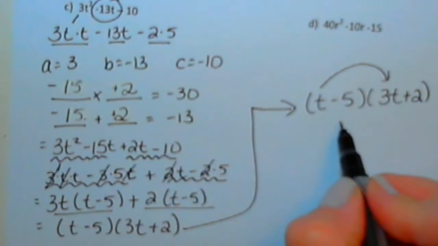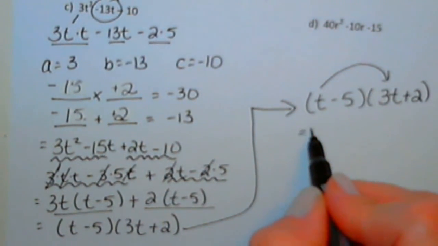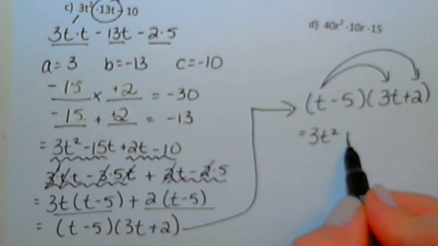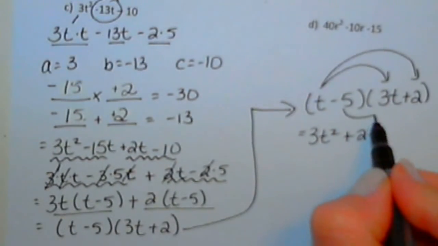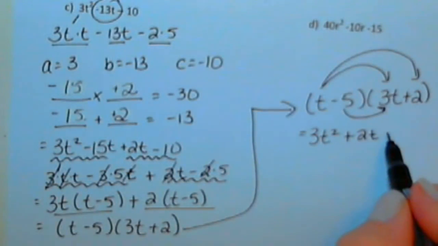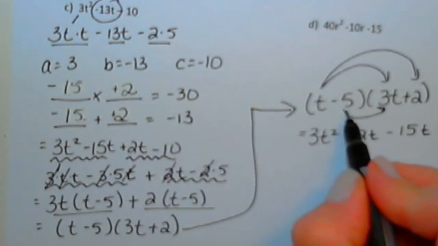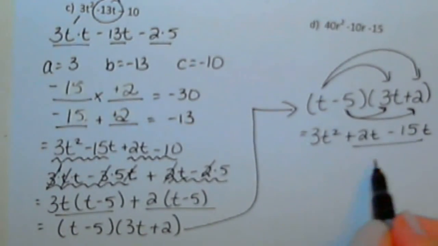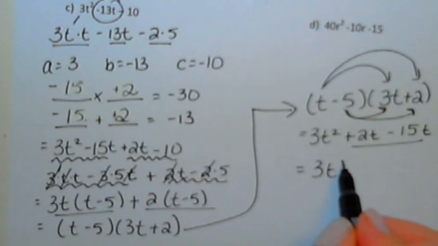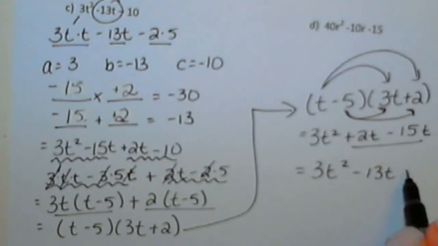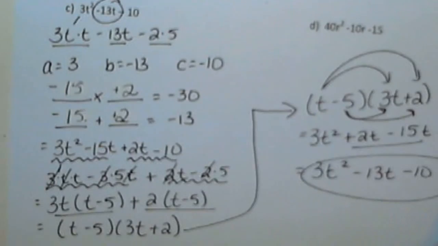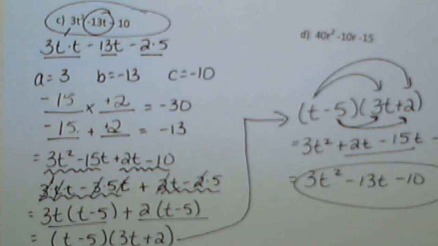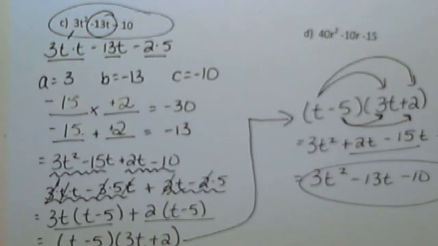Let's multiply the t by the 3t. You're going to get 3t squared. The t times the 2 is plus 2t. The minus 5 times the 3t, which is minus 15t, and the minus 5 times the 2, which is minus 10. Combine like terms, 3t squared minus 13t minus 10. That's what you get when you expand. That was your original question, and so it worked out.